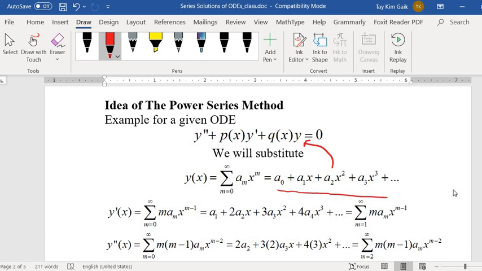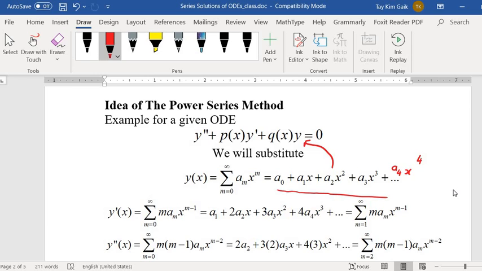For y prime, you have to differentiate y with respect to x. So d/dx of a naught gives 0, and d/dx of a1 x gives a1 here. d/dx of a2 x squared gives 2a2 x. d/dx of a3 x cubed gives 3a3 x squared. If we have a 4th term, a4 x to the power 4, we get 4a4 x cubed and so on.